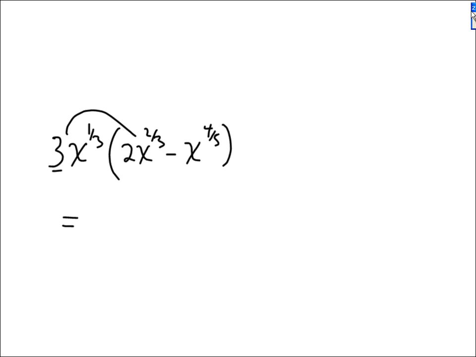You have 3x to the 1/3, and you multiply by 2x to the 2/3 minus x to the 4/3. And you multiply. 3 times 2 is 6. Add the exponents. 1/3 plus 2/3 is 1. I won't write that. Minus, there's an understood 1 there. 3 times 1 is 3. You add the exponents. I meant for this to be 4/3. 1/3 plus 4/3 is 5/3. There's the answer.